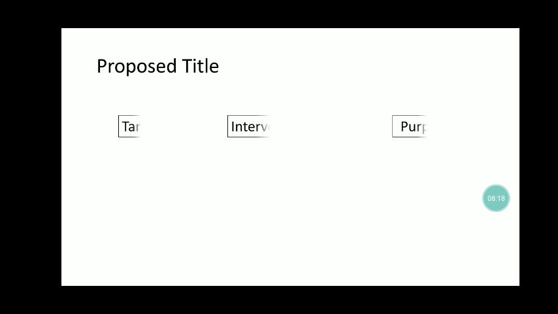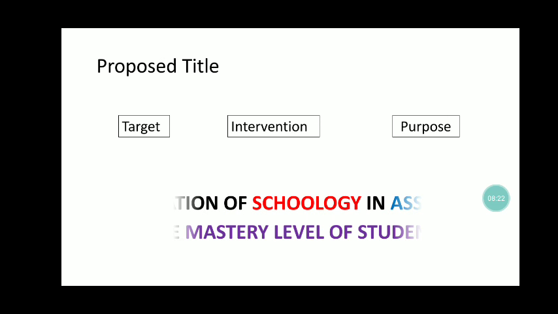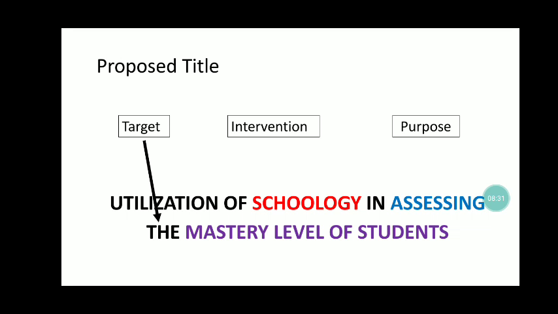Again, using TIP, target, intervention, and purpose, our proposed title would be Utilization of Schoology in Assessing the Mastery Level of Students, wherein our target is to assess using Schoology as our intervention, and our purpose is to check the mastery level of students.